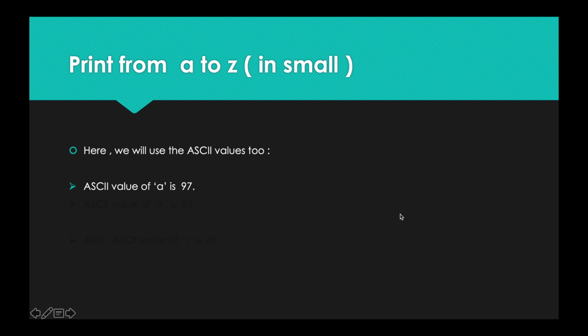So also I have told you the ASCII value of capital A is 65. For your further information, ASCII value of 1 is 49. That might be helpful or not, I don't know, just I want to tell you this. So you should remember these two, 97 and 65. That will be useful for you in your basic codes and might be helpful for your further coding. So let's see how to code this.